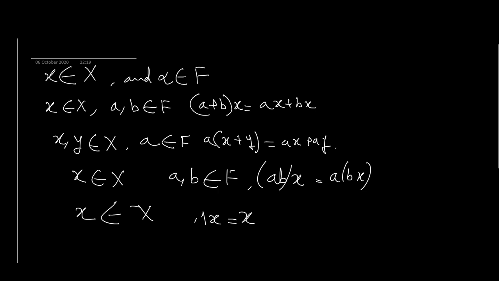So if a set of objects X fulfills or complies with these 8 axioms, then we can say that X forms a vector space over field F, right?